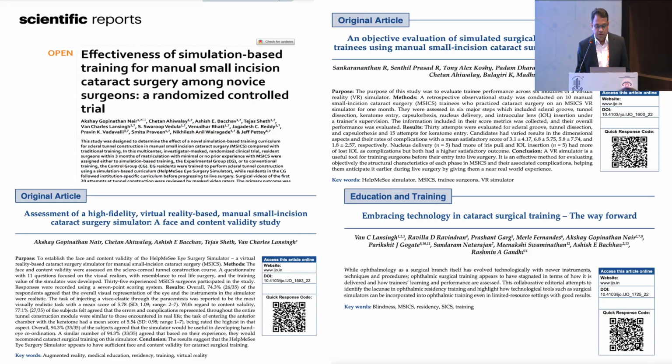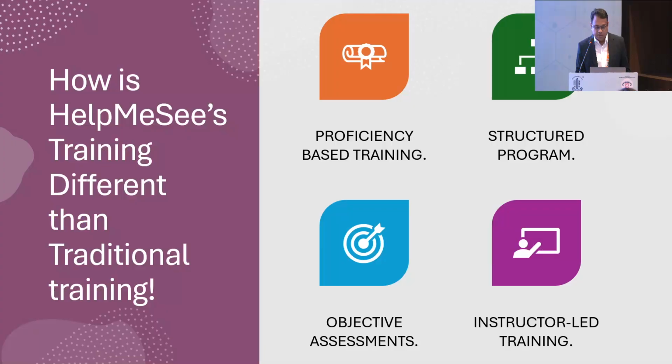We need evidence to support that what we are doing is helping, and these are all the studies. There are a lot of studies which have proven the benefit of simulation-based training, but the studies that you see here are based on the Help Me See eye surgery simulator. So we have enough evidence to show that training on the simulator does help in live surgeries. But more than this, it is the feedback that we get from the trainees and from their mentors about how the trainees have improved post the training. That is the incentive that keeps us going.